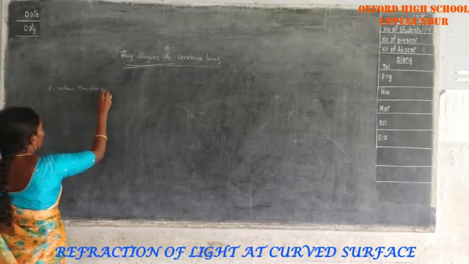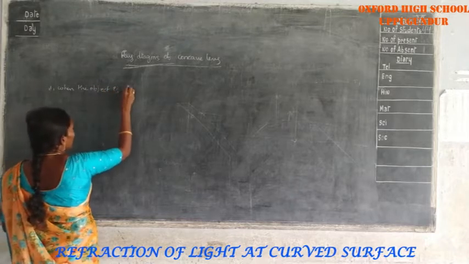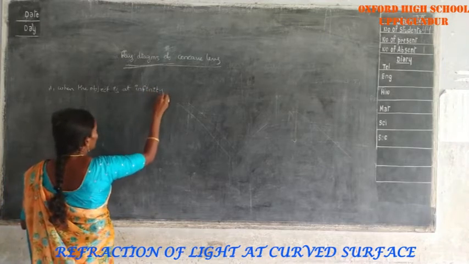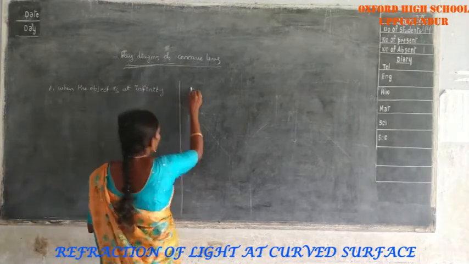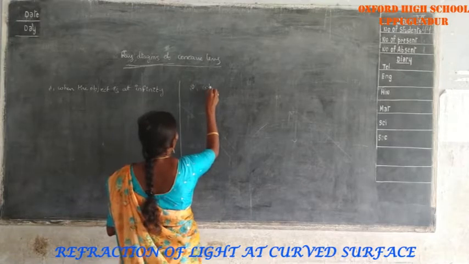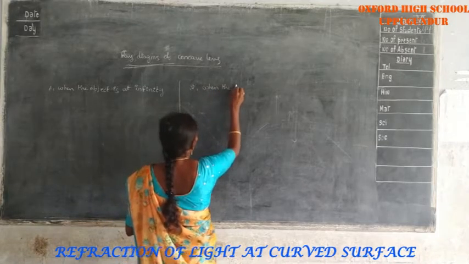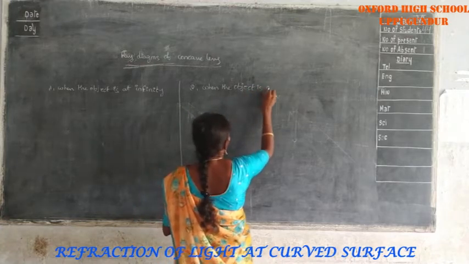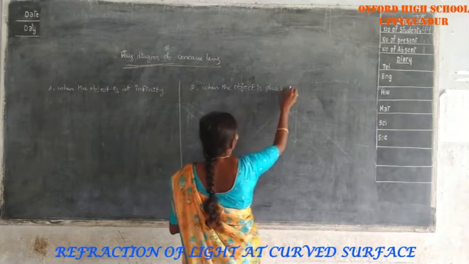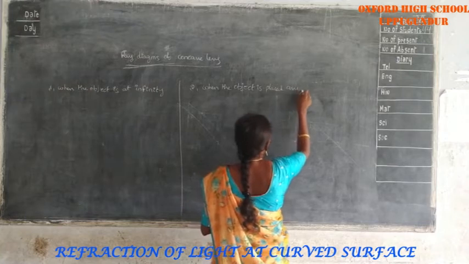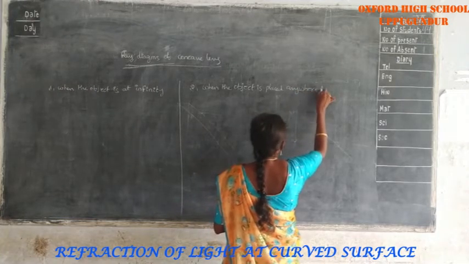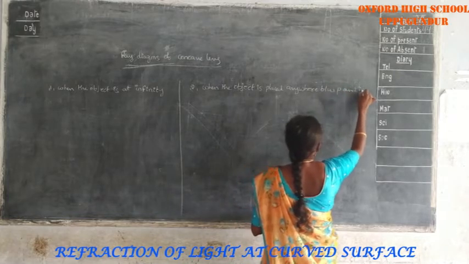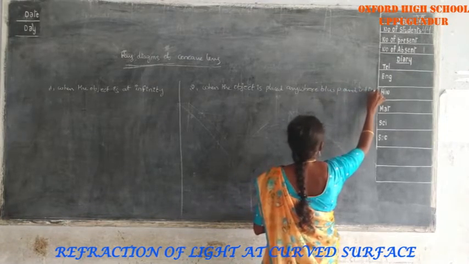When the object is at infinity. The second ray diagram is when the object is placed anywhere between pole and infinity.